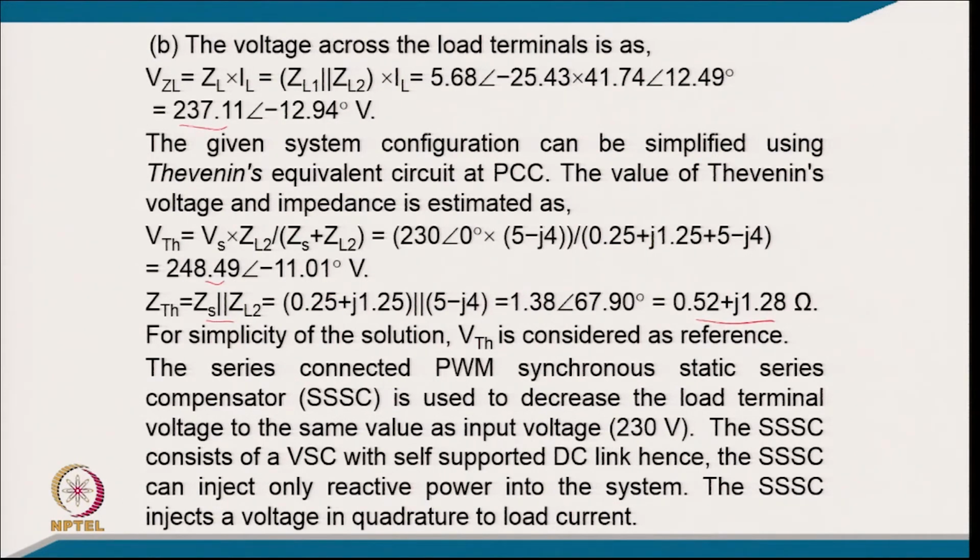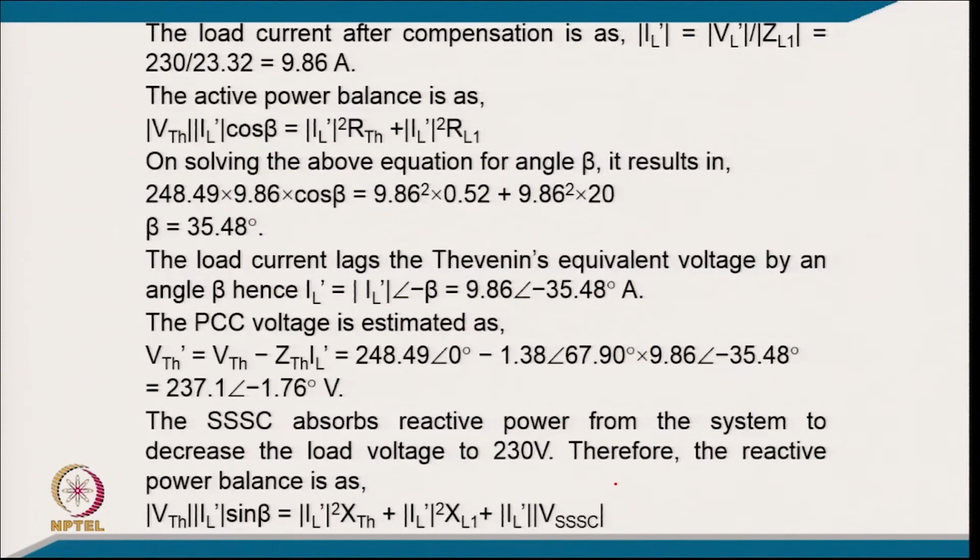For simplicity of the solution, we consider the Thevenin voltage as a reference. So, a series connected parallel synchronous series capacitor is used to decrease the voltage of the load to the same 230 volt, because it has increased to 248. So, it has to be brought back to 230. The series capacitor consists of a VSC with a self supported DC link. Hence, the SSC can inject reactive power into the system. So, the SSC injects the voltage in quadrature with the current.